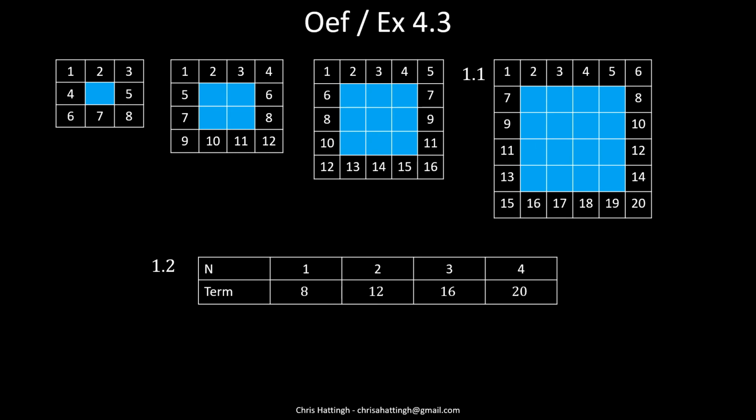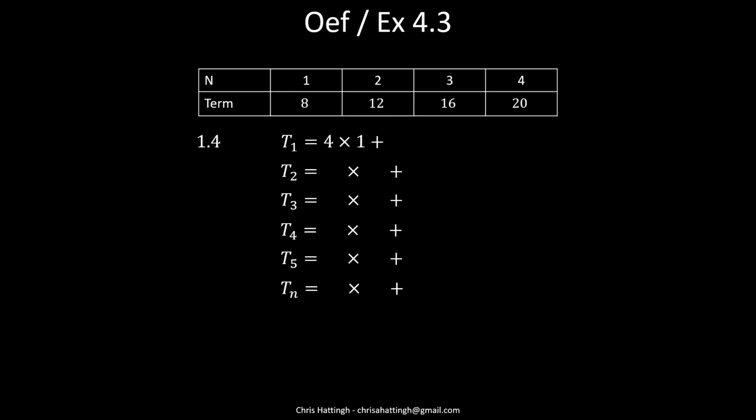So for the first pond, you've got 8 tiles. The second pond, you've got 12 tiles. The third one, you've got 16. And the fourth one has got 20. How many tiles are we adding each time? We're adding 4 tiles. Then they ask you to copy and complete.